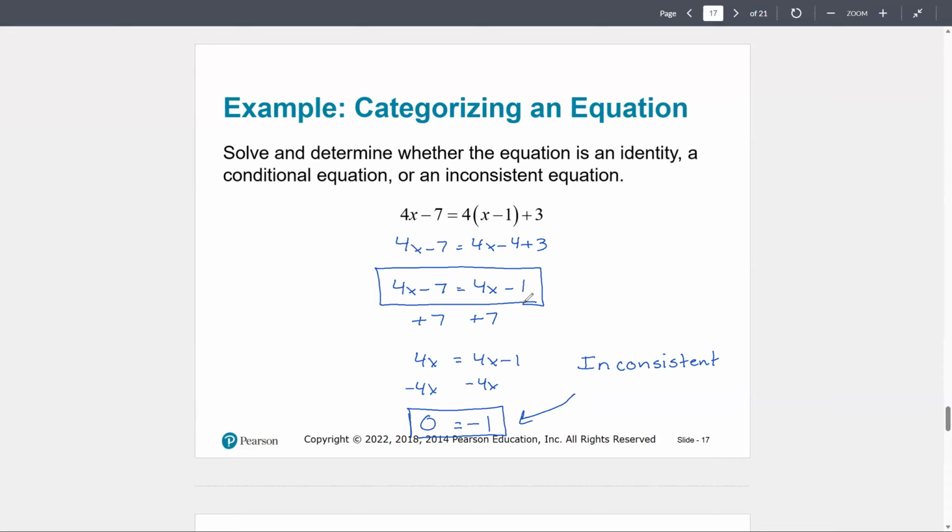So when you get a contradiction like this, that tells you that it's inconsistent. So when you see you get a statement like this, that means it's inconsistent. We have no solutions.